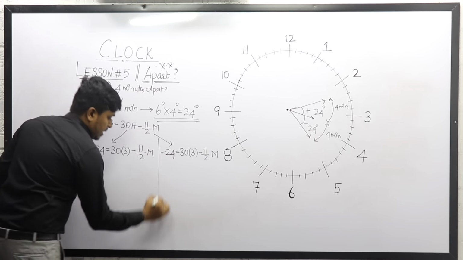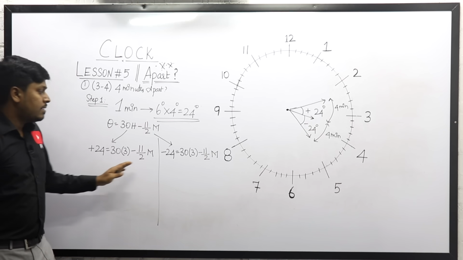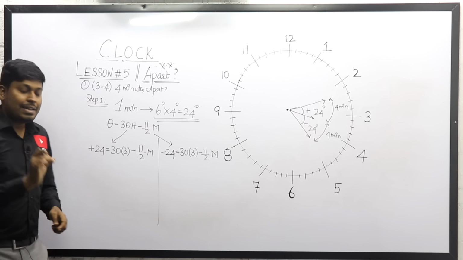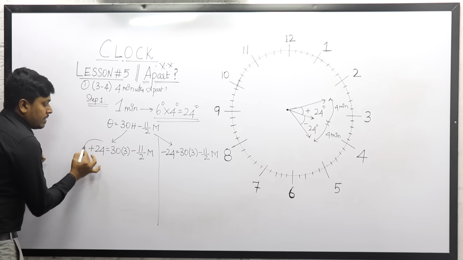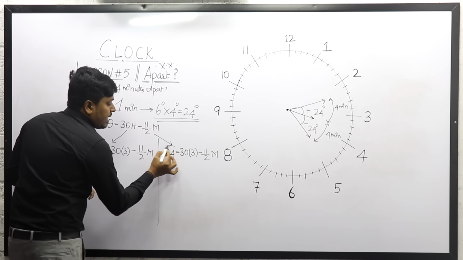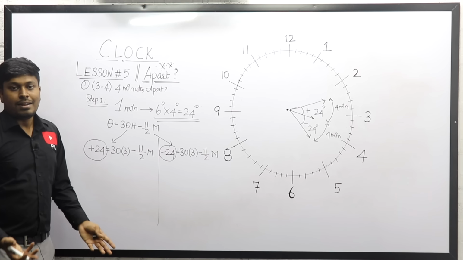Understood? These are the two possibilities. If you solve possible diagram 1 you will get one answer. If you solve possible diagram 2 you will get another answer. That's it. So the only change in the formula is this value. For ahead we use plus 24 degrees, for behind we use minus 24 degrees. That's it. You are going to get the answer.